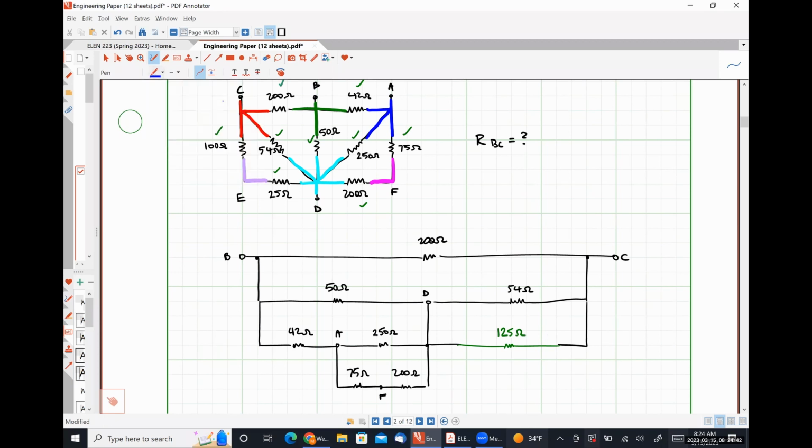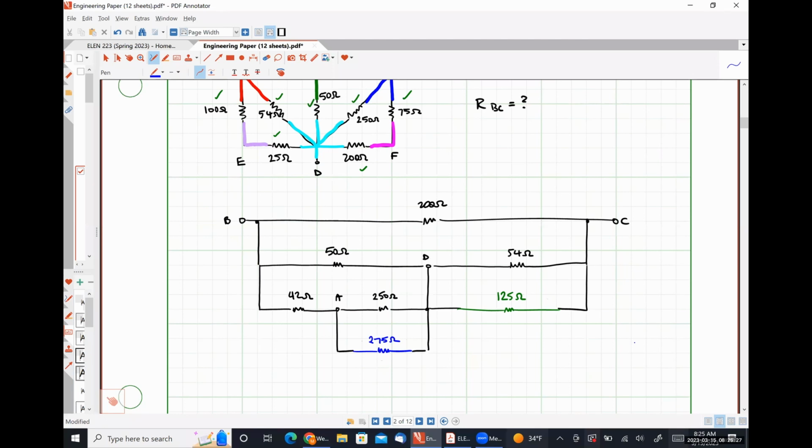Similarly, I can see that my 75 and my 200 are in series. So I can add those guys together, replacing it with a single 275 ohm resistor. What combinations can I see now? The 250 and the 275 are in parallel. I agree with that wholeheartedly. So what's 250 in parallel with 275? We have calculated this before. Probably I should have talked about this a moment ago, but we can do it right now.